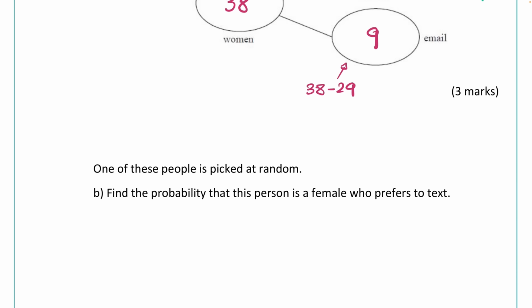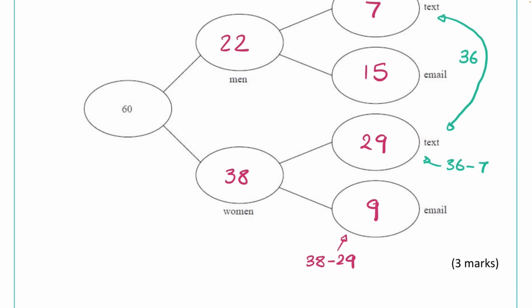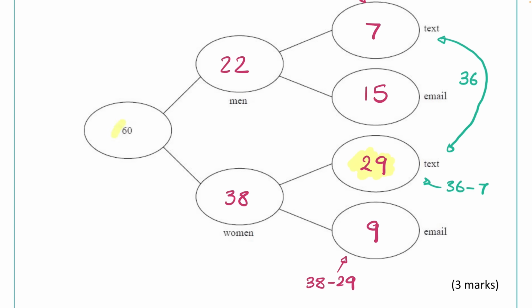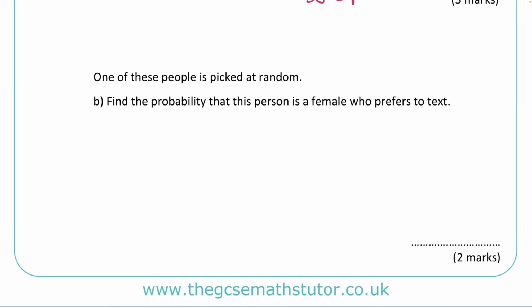Now this also asks us a question. It says one of the people is picked at random, find the probability that this person is a female who prefers to text. Well, out of all of these, the females that prefer to text, we have 29 of them. Now it says one of the people is picked at random. So if we're picking from one of the people, then it's out of 60. It's not specified here that one of the men is picked or one of the women is picked. It says that one of the people is picked. So that's going to be 29 out of the original 60. And that'd be our final answer there, 29 out of 60.